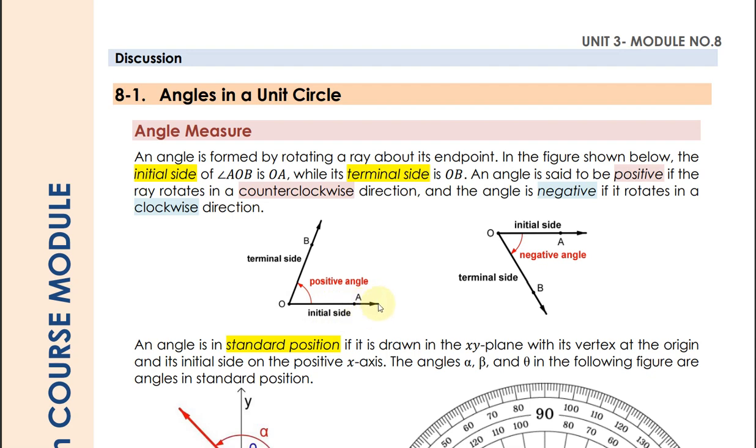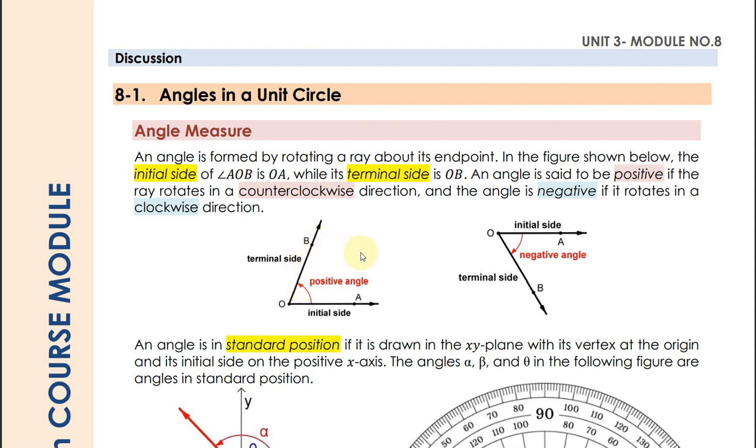In the figure shown below, the initial side of the angle AOB is the ray OA. While the terminal side is the ray OB. So again, this is its initial side, then it moves upward to a point B. So that is its terminal side.